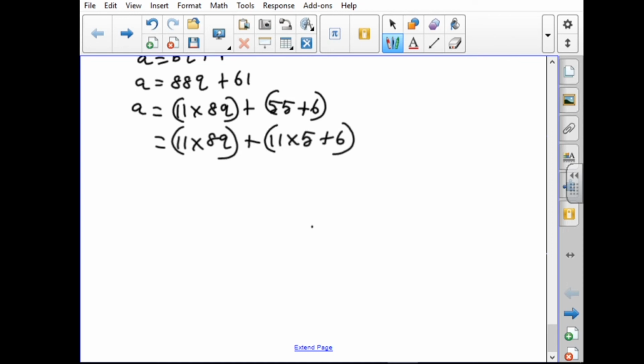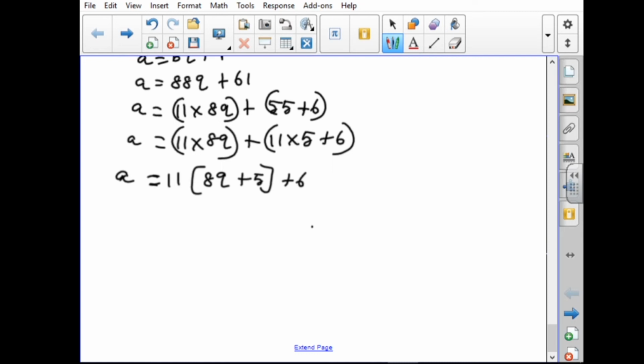Let us see the both terms. 11 is common, so if you take out 11 we are getting 11 into (8q plus 5) plus 6. So a equal to 11 into (8q plus 5) plus 6. See here, a equal to bq plus r, like this form. This is b, this is q, this is r. R means the remainder. The same number we have to divide by 11.